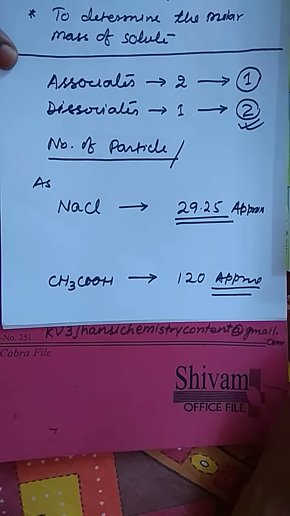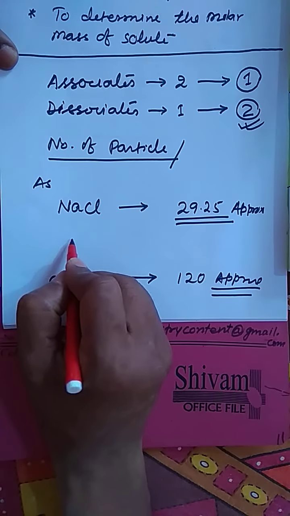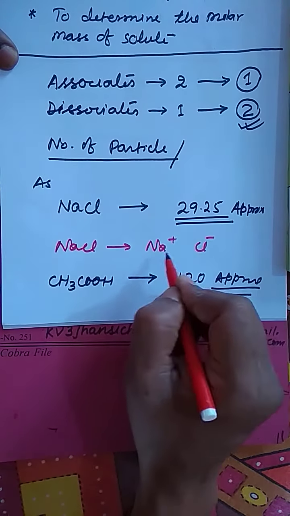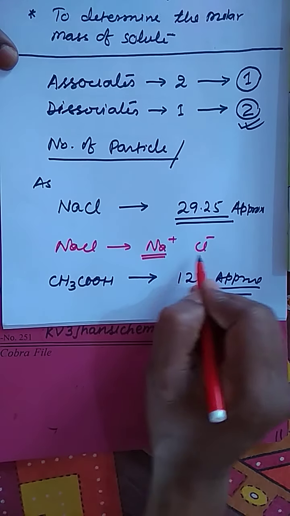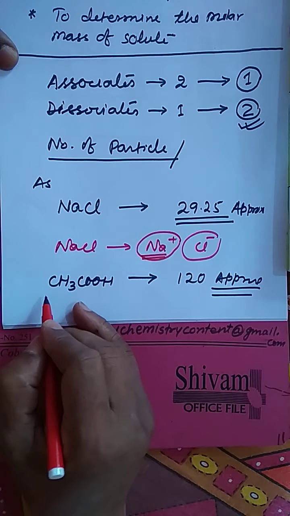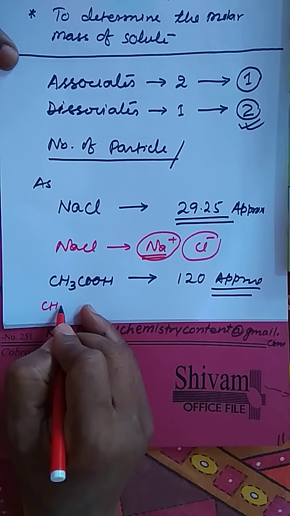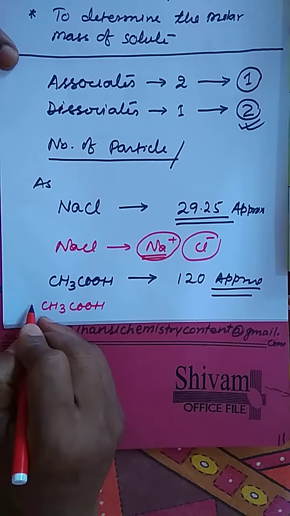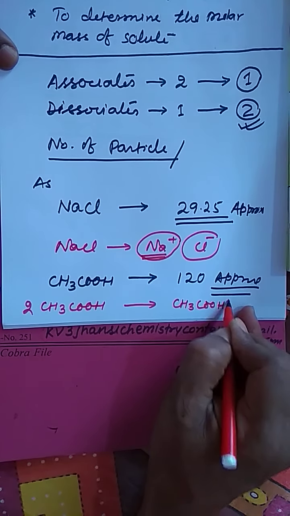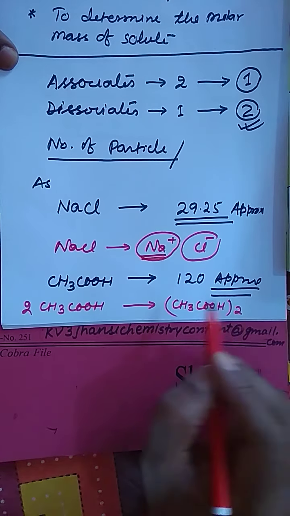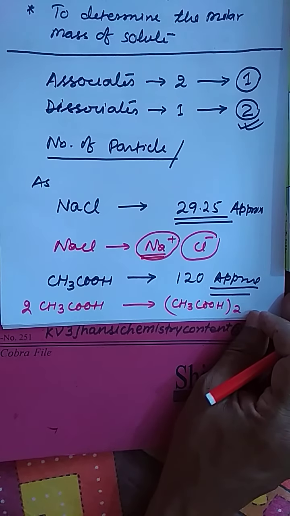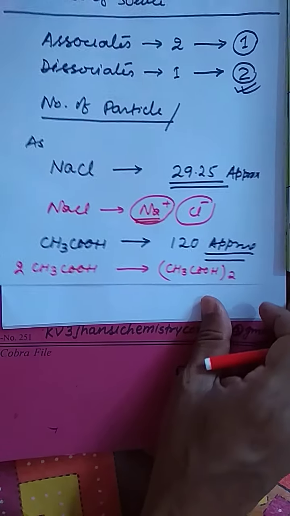So why does it happen? Actually NaCl dissociates into two ions, Na plus and Cl minus. So here colligative property depends on the number of particles, two particles. In case of CH3COOH, it forms a dimer. Two molecules join together to form a dimer by forming hydrogen bonds, right? So it depends on this dimer. In colligative property it is assumed as only one molecule.